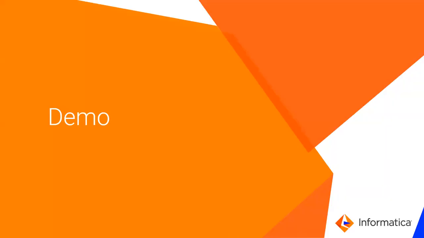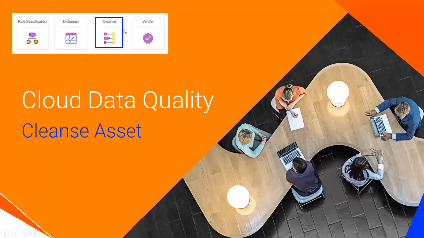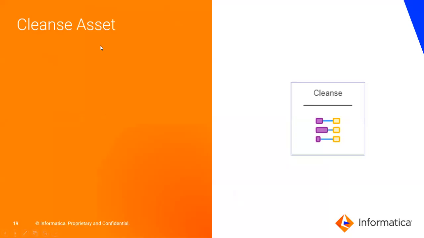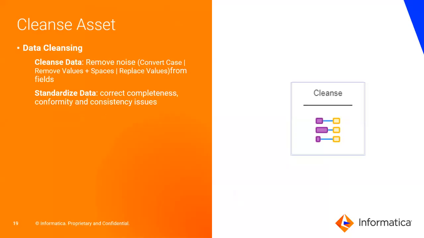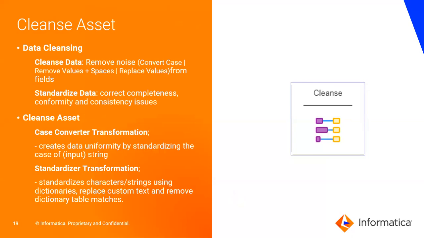Moving back to our slides, next we will see cleanse. We have already seen rule specification and dictionary. Next we will see the cleanse asset here. So the cleanse asset is for standardizing the data, making sure that we have complete data, consistent data, and also making sure that we have noise removed. If we want to replace certain values, or remove custom values or values from dictionaries, we could do that. So this cleansing option is also possible.